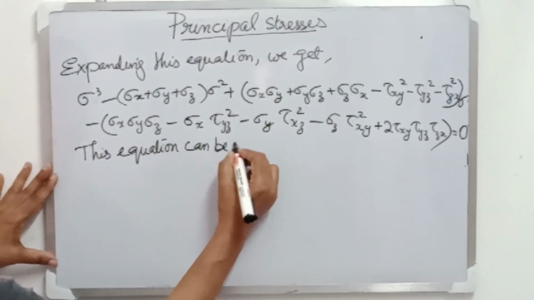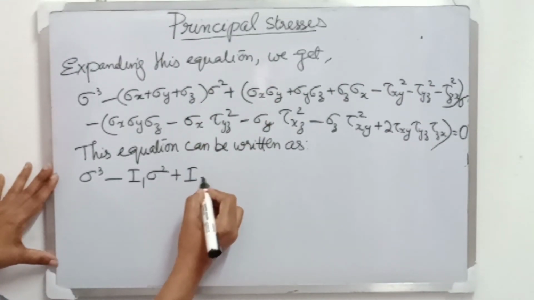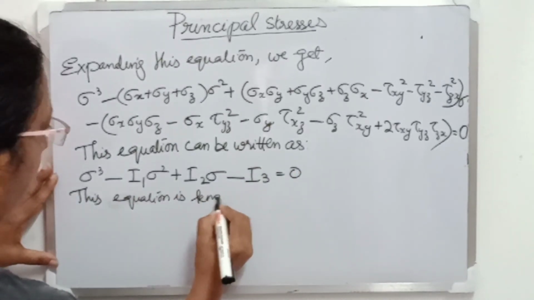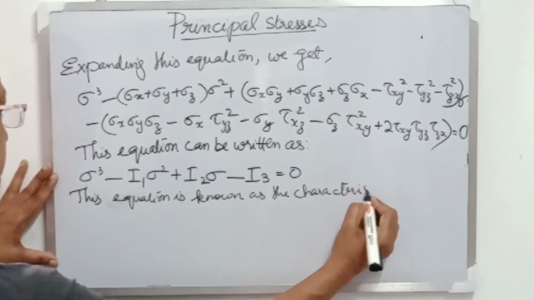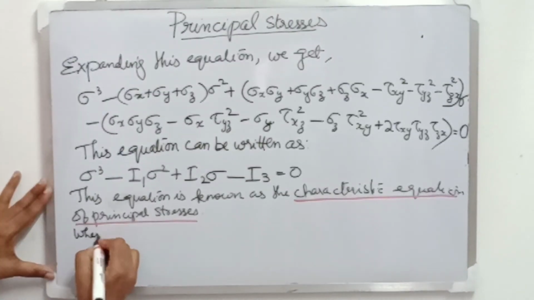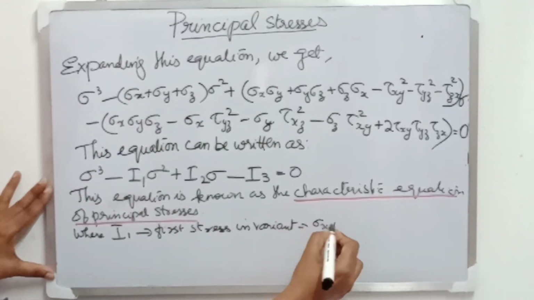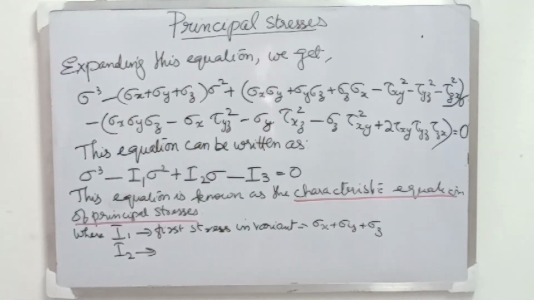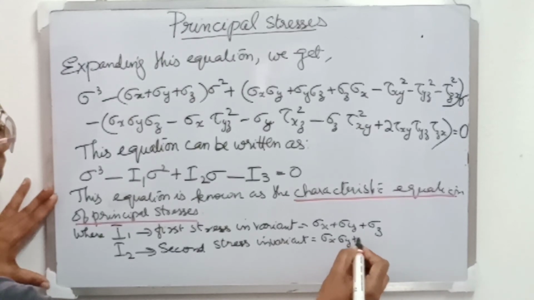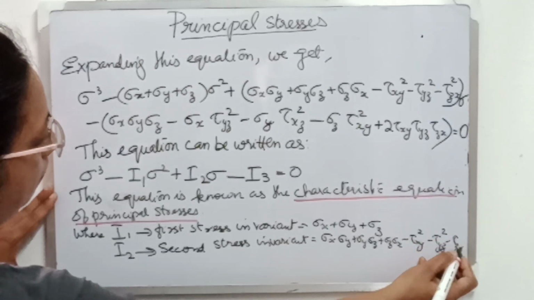This equation can also be written in a compact form as sigma cubed minus, the whole thing is written as I1 into sigma squared. This whole thing can be written as I2 into sigma minus, the whole thing in the bracket can be written as I3 and equal to 0. This equation is known as the characteristic equation of principal stresses. Where I1 represents the first stress invariant and that is equal to sigma x plus sigma y plus sigma z and I2 represents the second stress invariant, and that is equal to what is in the second bracket, that is sigma x sigma y plus sigma y sigma z plus sigma z sigma x minus tau xy squared minus tau yz squared minus tau zx squared.